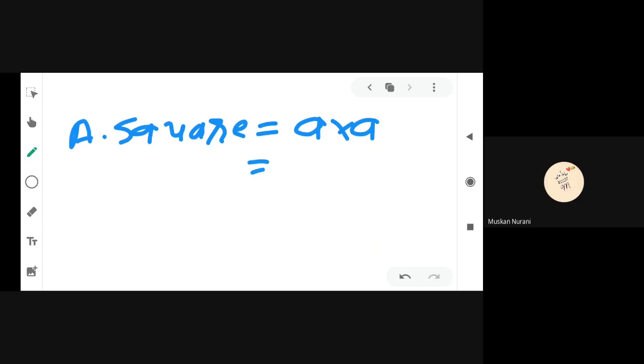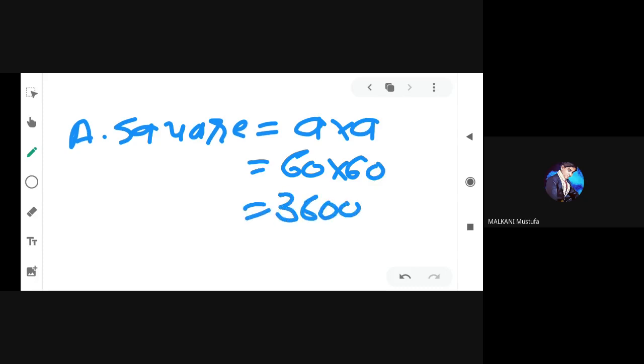Boys, what is the area of a square? A into A. Very good. So 60 into 60, the area is 3600 meter square. Please don't forget to write down the unit. Here the dimension is given in meter, so we are finding area in meter square.